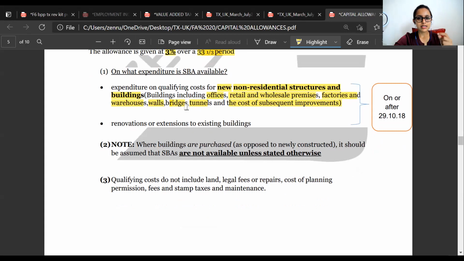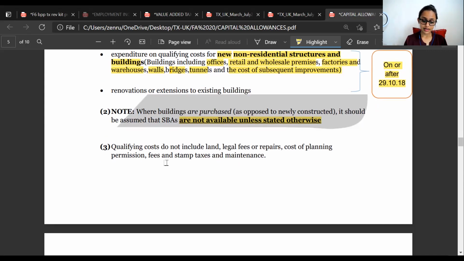If SBA is available for purchased buildings, they'll mention it to you. So it is not available unless stated otherwise. Also, it is important that the expenditure must have been incurred after 29/10/18, but for your exams, it's always after 6/4/2020. The following costs are not part of the qualifying cost: land, legal fees, repairs, cost of planning permission fees, stamp taxes and maintenance.